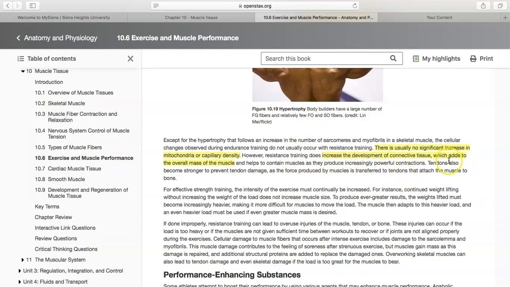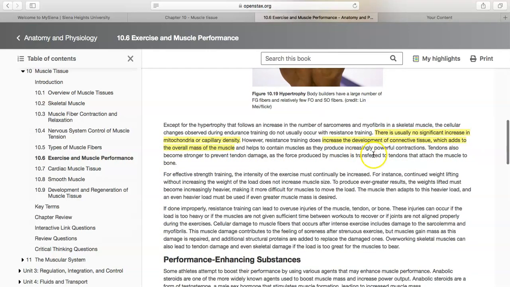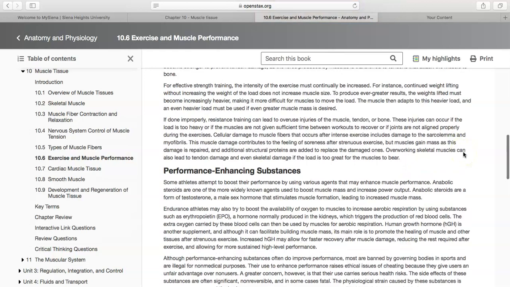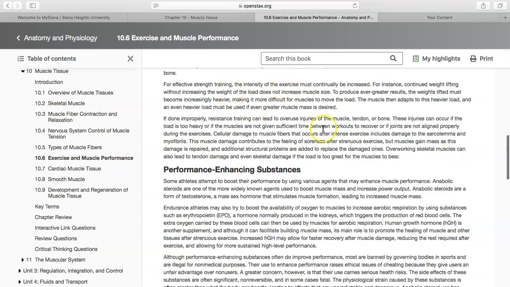You can also increase the strength of your tendons, and that's great because, like we know, tendons attach muscle to the bone. And so I think that's where I'm going to stop with that. There's a bit more information here.